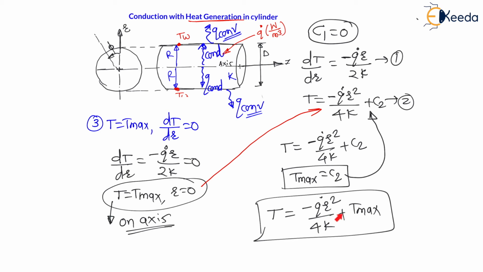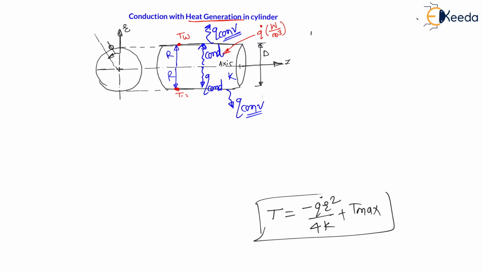And my dear students, this is the temperature profile. This is the final temperature profile equation. Therefore, my dear students, the final temperature profile equation is temperature at any location is equal to minus q dot r square divided by 4k plus maximum temperature. This will be the final temperature profile equation.